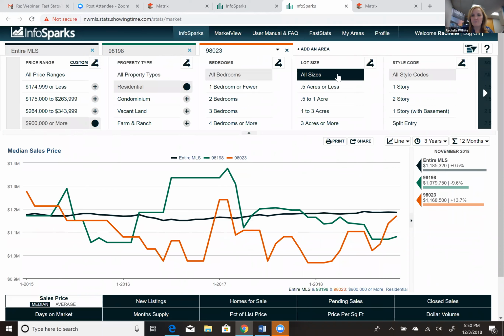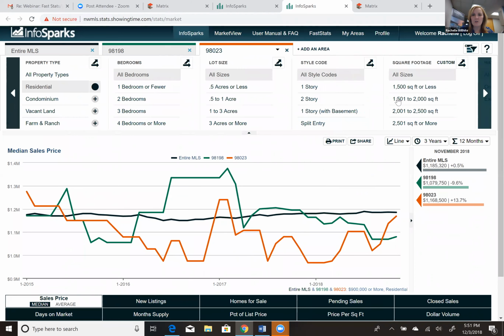Leave all sides. Maybe you have acreage, and it's important to compare acreage to other acreage markets. Don't want to compare something that has 3 acres or more to something that's built on a cookie cutter lot. You want something that's comparable when you're looking at your market report down below.